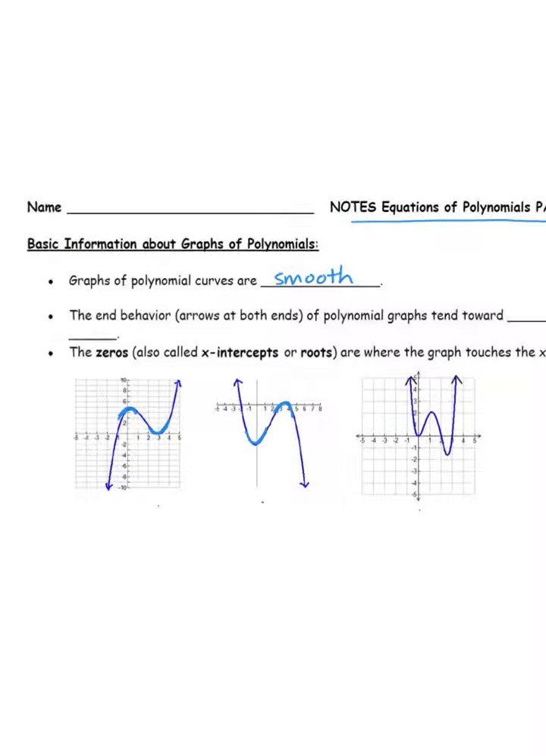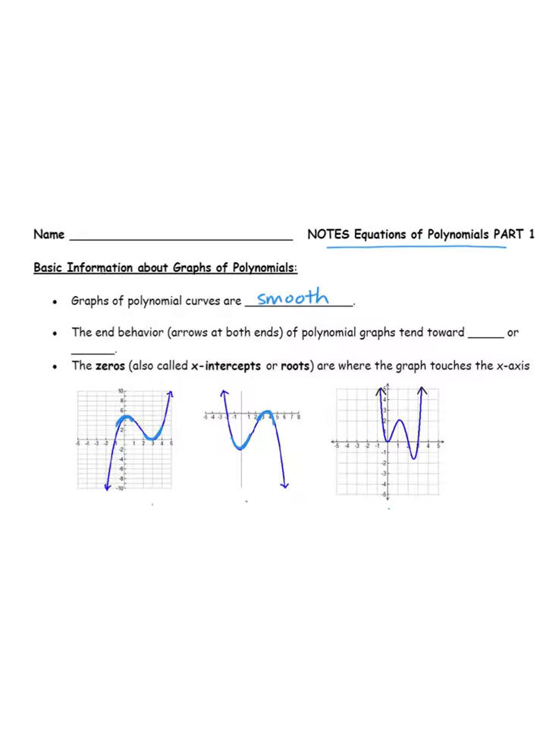The other thing about polynomials is that the ends of the polynomials, we're going to call this the end behavior. There's always arrows on either end. And those arrows are either going upwards towards infinity or they're going downwards towards negative infinity. So they're always going towards infinity or negative infinity.